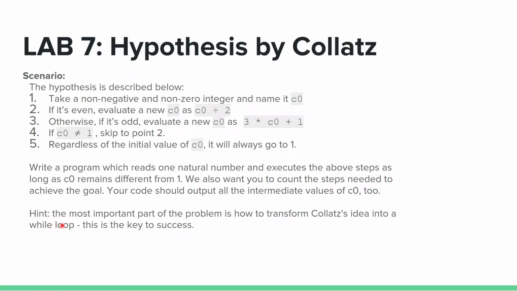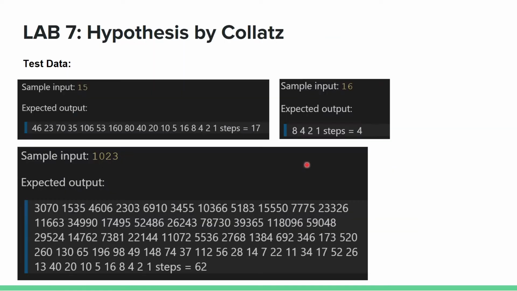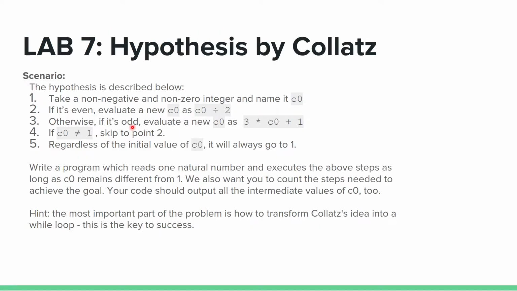All right, so the hint, which is one of the most important things we should look out for, is to transform this Collatz idea into a while loop, and this is the key to success here. Okay, so let us go to our code. I think we have a skeletal code. Okay, there is no skeletal code actually. We have just the test data, input 15, 16, and 1000. Okay, so we'll just go right about that.